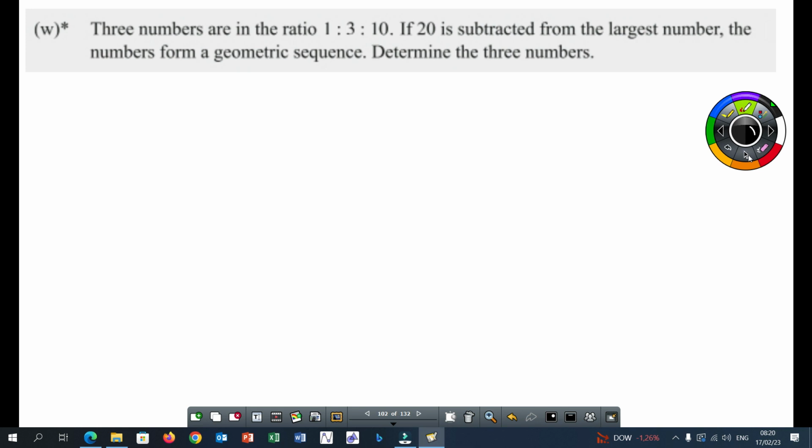Right, so according to the question, three numbers are in the ratio 1:3:10. Okay? There are three numbers, their ratio is 1:3:10. If 20 is subtracted from the largest number, the numbers form a geometric sequence. Determine the three numbers.